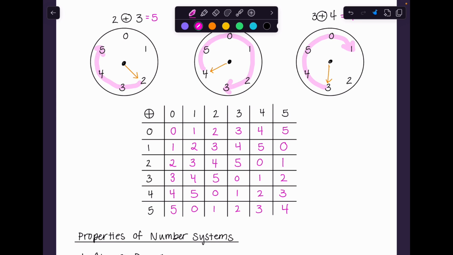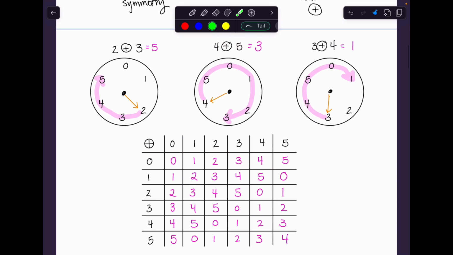So again, you get really nice patterns, okay? There's a lot of symmetry that goes on because if you think back up to here, if you did 2 and then you added 3 to it, it lands you here. But if you also started at 3 and went to 2, it lands you at the same spot.